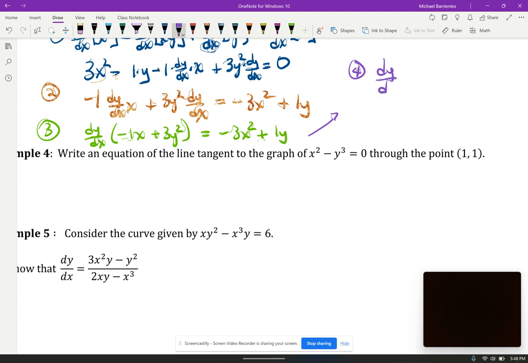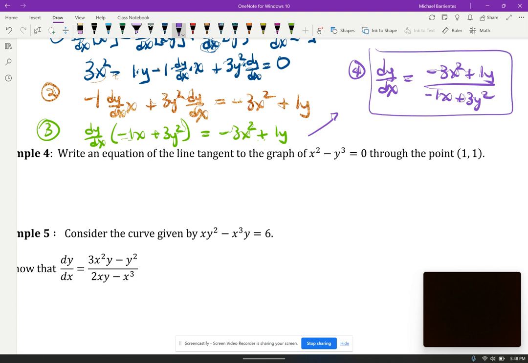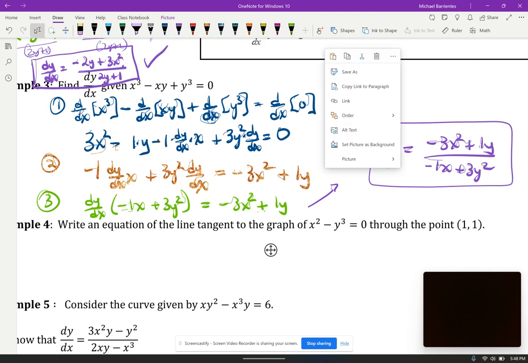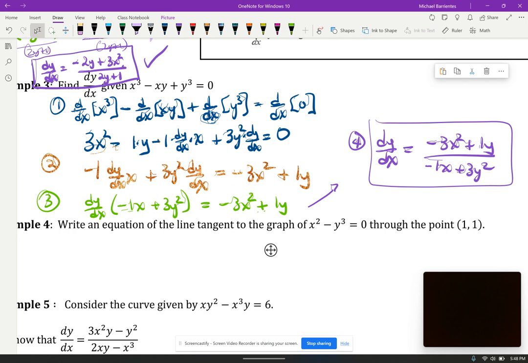Whatever's inside the parentheses, you're going to divide both sides by. So dy over dx is whatever was on the right side divided by whatever I was multiplying times dy dx, and I'm done. This is the formula. This is the equation for the derivative of y with respect to x of this equation that we started with. An equation that's written implicitly because it mixes my x's and y's.